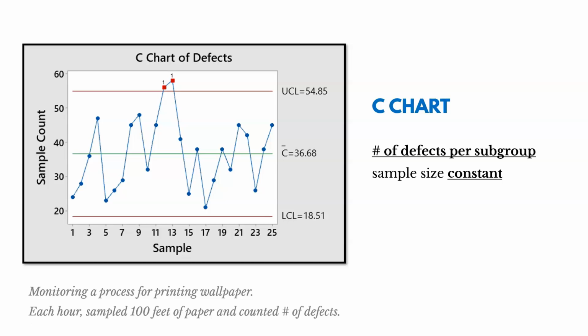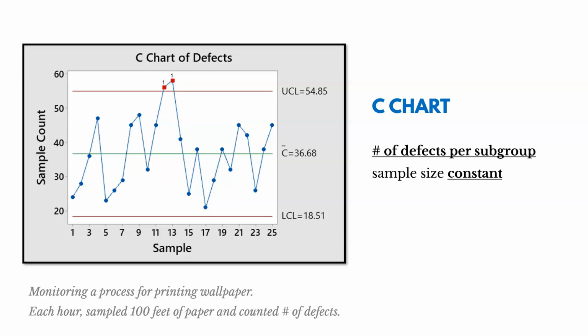Then we've got our C chart. We're moving from continuous data to attribute data. And it's attribute because we're checking if it's a defect or not, or if it's defective or not. Now with the C chart, we're looking at the number of defects per subgroup where the sample size is constant.